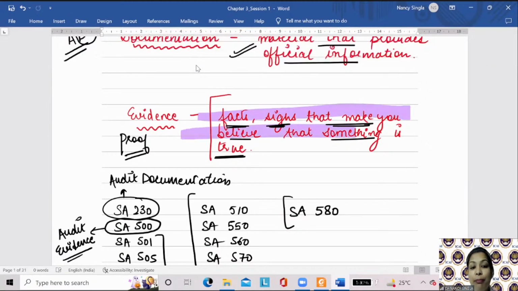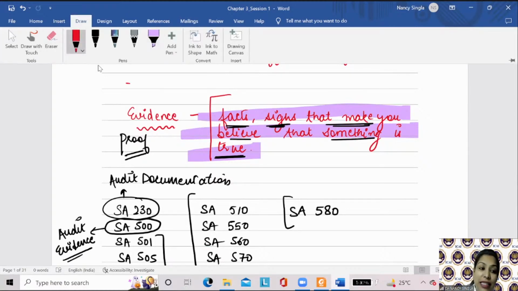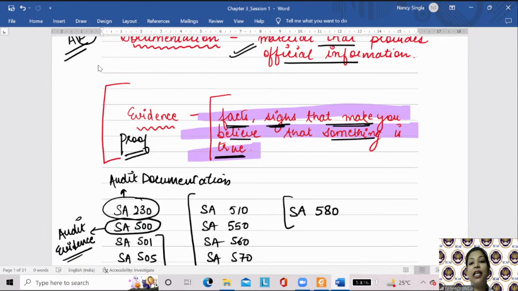Fact signs that make you believe that something is true. So the auditor must obtain audit evidence, from which he concludes that the financial statements reflect a true and fair view, or in the other case, that the financial statements do not reflect a true and fair view. So the opinion of the auditor must be based on what? Audit evidence. And how do we get audit evidence?